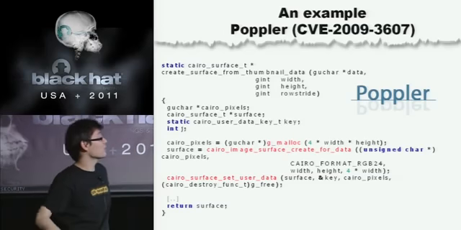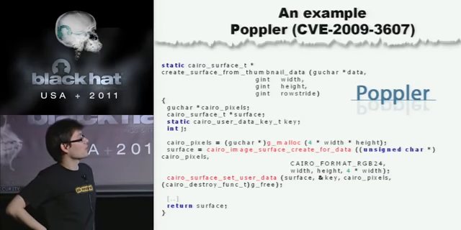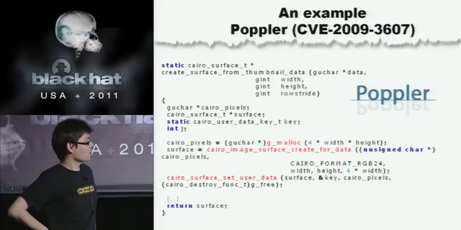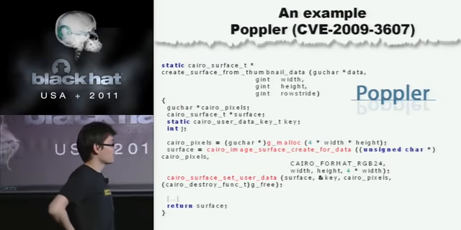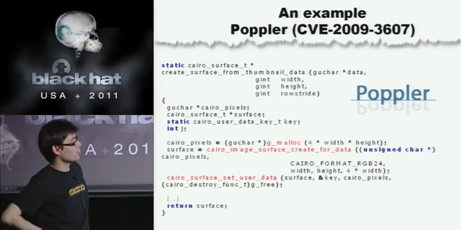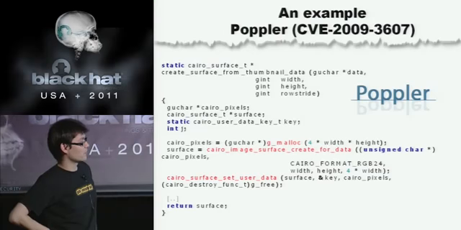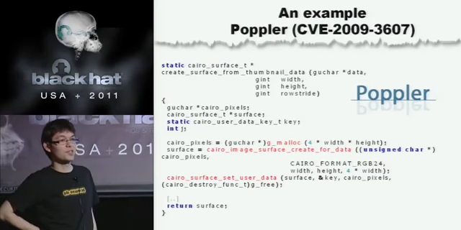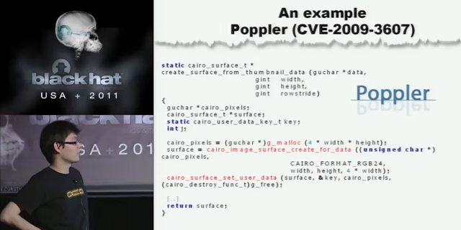So this was a bug in Poplar. It's actually two bugs. The first one is probably very easy to spot. Oh, by the way, Poplar is a PDF viewer. You have a calculation in the malloc, which is 4 times width times height, and width and height are specified by an attacker. So obviously you can overflow that.